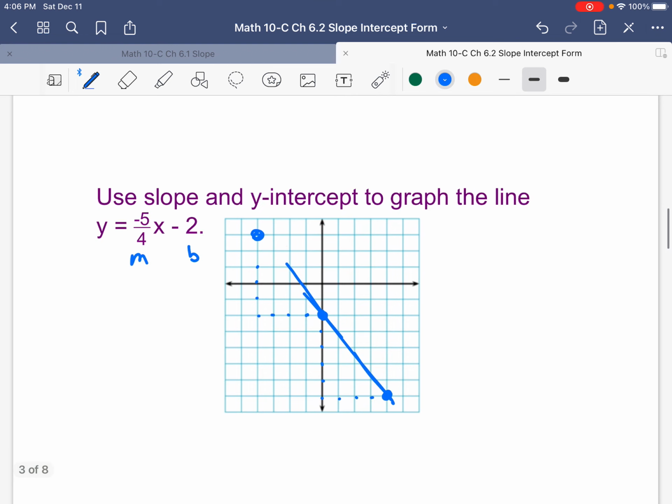That's not a very good drawing. You poopy head, stop that. There we go.